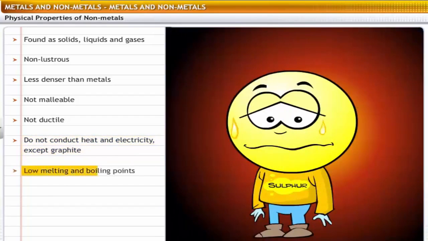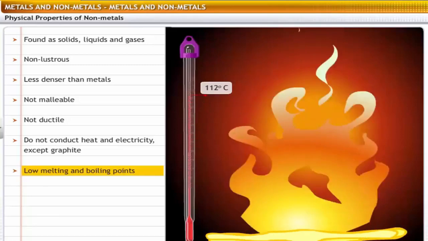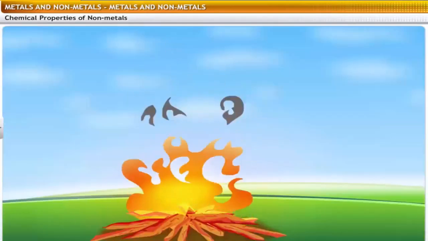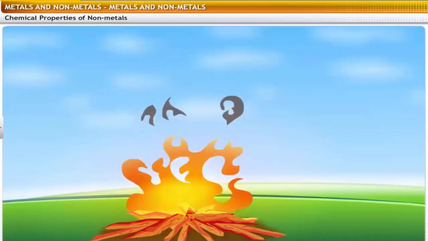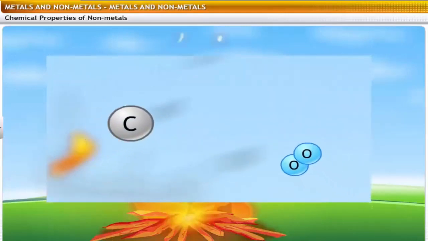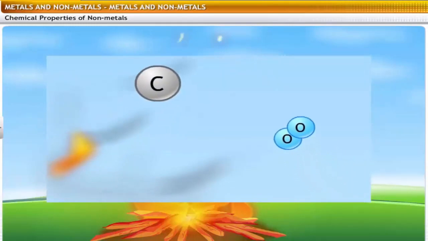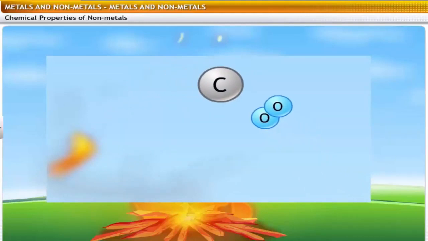Non-metals have low melting and boiling points. For example, sulfur and phosphorus have low melting and boiling points. When you make a bonfire, the wood burns to release smoke. The burning of wood involves a chemical reaction called oxidation. The carbon in the wood reacts with atmospheric oxygen to form carbon dioxide. The carbon dioxide is released in the form of smoke.